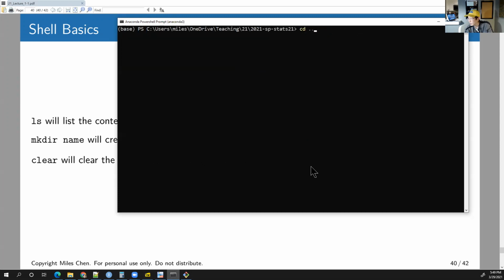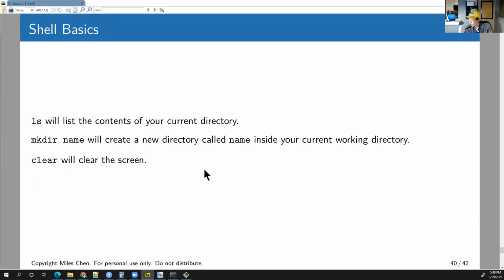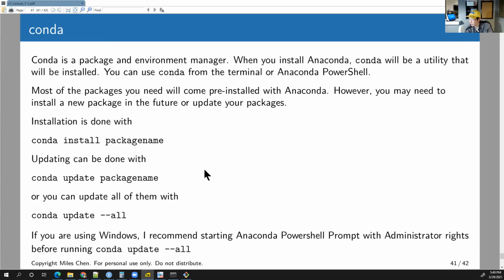Here, whoops, I'm already in this folder, sorry. I can't change this directory because I'm already in here. And so anyway, this is what I have. All right, and that's it for shell basics.